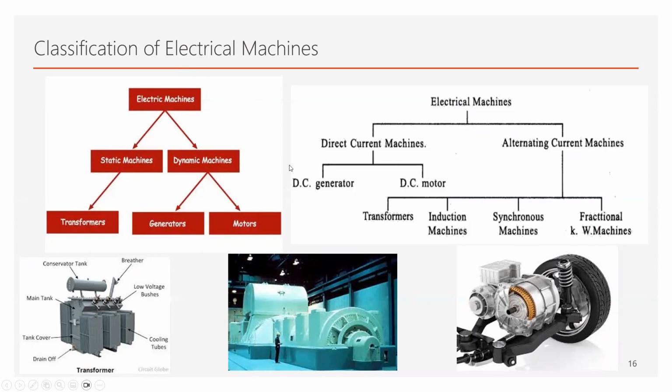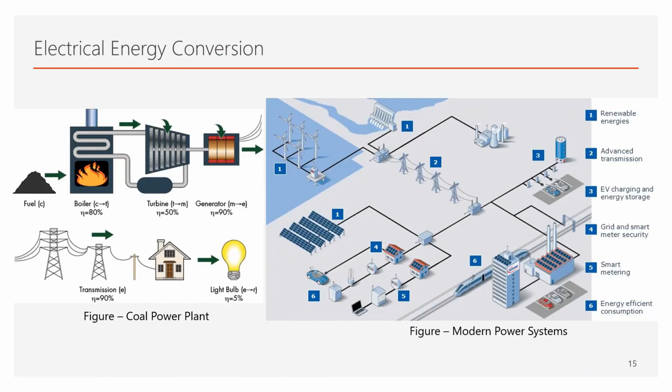I have talked about how in generation we use electricity. If we look at this wind turbine, we convert wind energy to electrical energy by using wind generators. Here also we use generators. Here also we use generators. Here, with the photovoltaic cell, PV, we use the photovoltaic cell to convert sunlight into electricity.